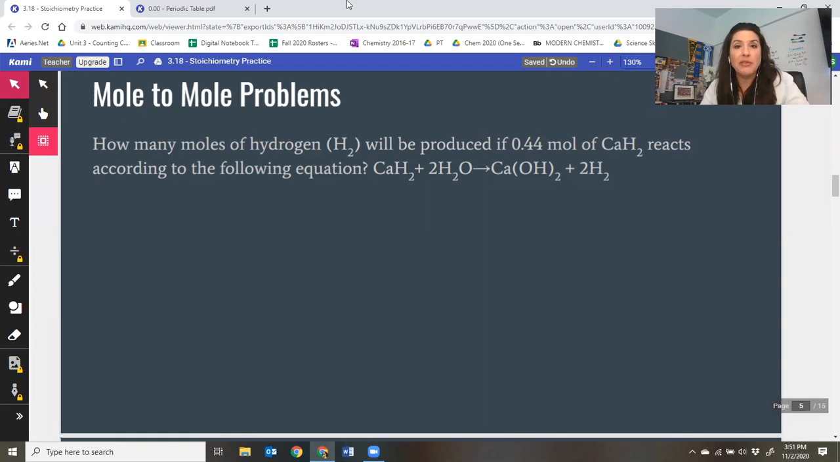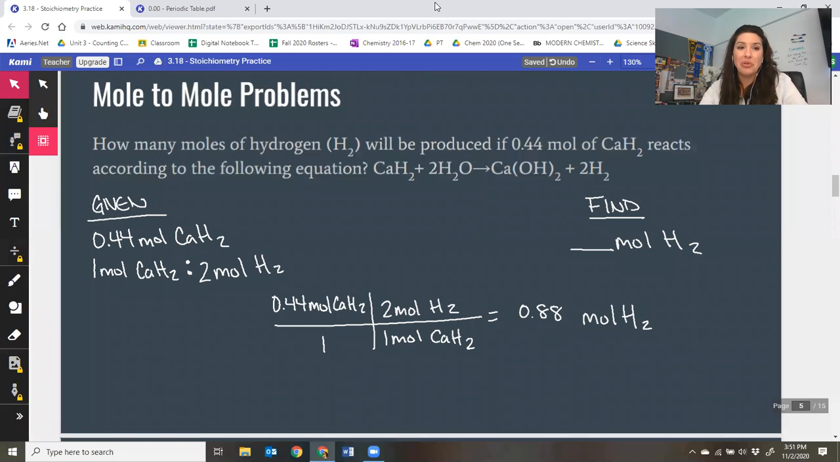So set up your given, set up your find, identify the mole ratio that's going to be the most useful to you. It should be between the hydrogen gas and the CaH2. And see if you can solve this problem. Pause the video and we'll see how you did. Okay, how'd you do on your own?